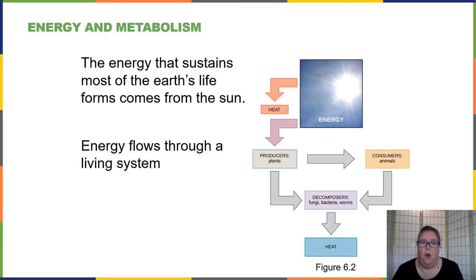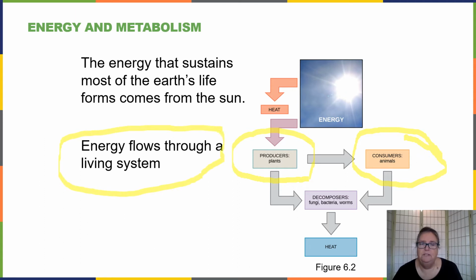The plants, or the producers, we can also call them producers, are using photosynthesis to fix that energy into sugar and carbohydrate molecules. And then we, humans, which are animals, eat those plants or eat other animals that have consumed those plants, and we get our energy from that food. Energy flows through a living system.